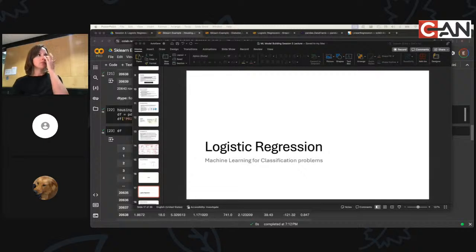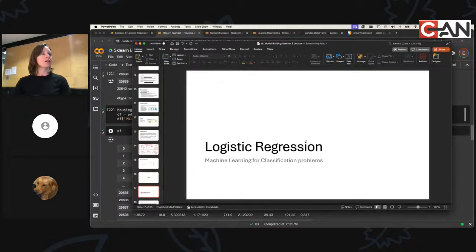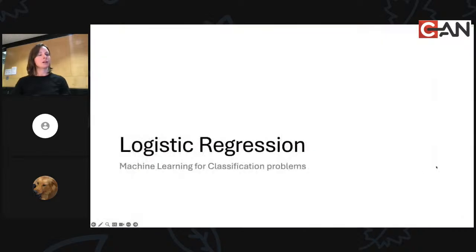Okay. Let's jump into what you guys are here for. Logistic regression. All right. Logistic regression is another machine learning algorithm, a machine learning formula that we can apply to classification problems.